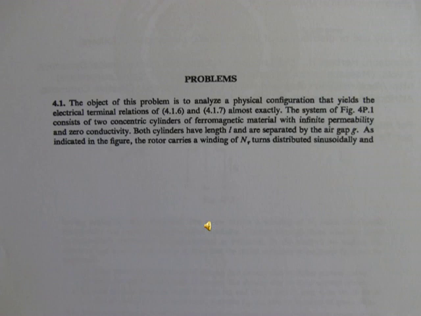A. Find the radial component of the air gap flux density due to the stator current alone. B. Find the component of air gap flux density due to the rotor current alone. C. Use the flux densities found in parts A and B to find lambda S and lambda R in the forms of the equations. In particular, evaluate LS, LR, and M in terms of the given data.